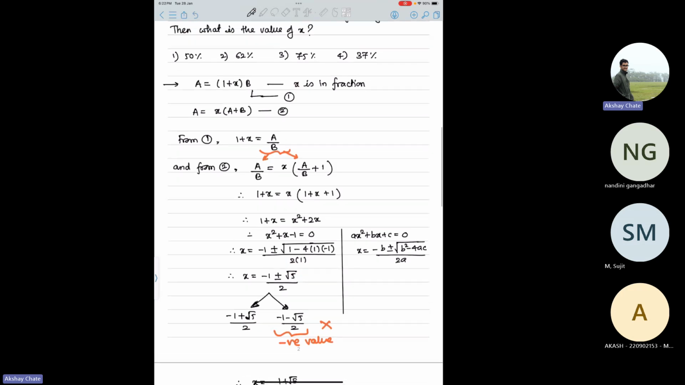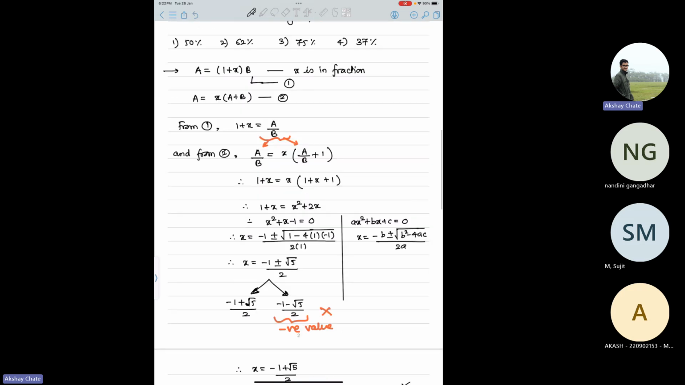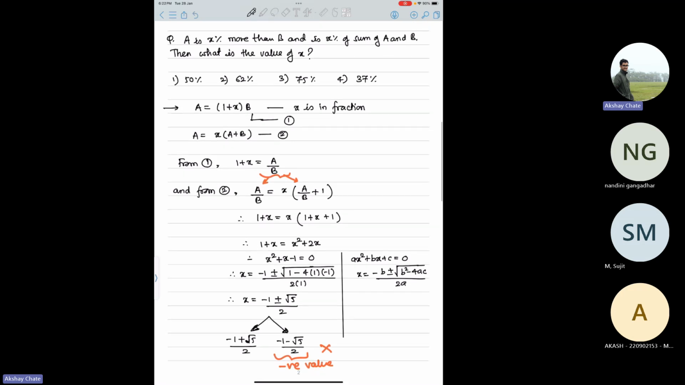So like this, in the percentages topic, there are very innocent looking questions many a times. But if you make a mistake in understanding or reading the sentence, it will be very bad. I mean, you won't be able to solve the questions. So that's the trick, that you should always pay attention to the language of the question.